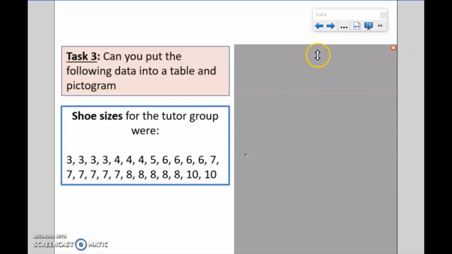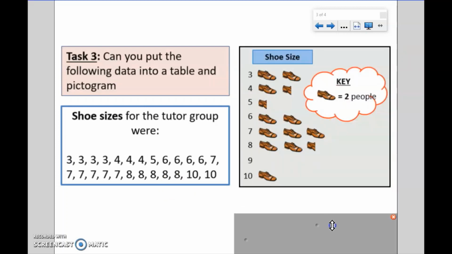Okay, welcome back. Let me show you my pictogram. So again, I've got a key here. This time I've gone with 1 shoe representing 2 people. For a shoe size of 3, we've got 1, 2, 3, 4 people had a shoe size of 3, which is why it's represented by 2 images in the pictogram, 2 times 2 representing 4.